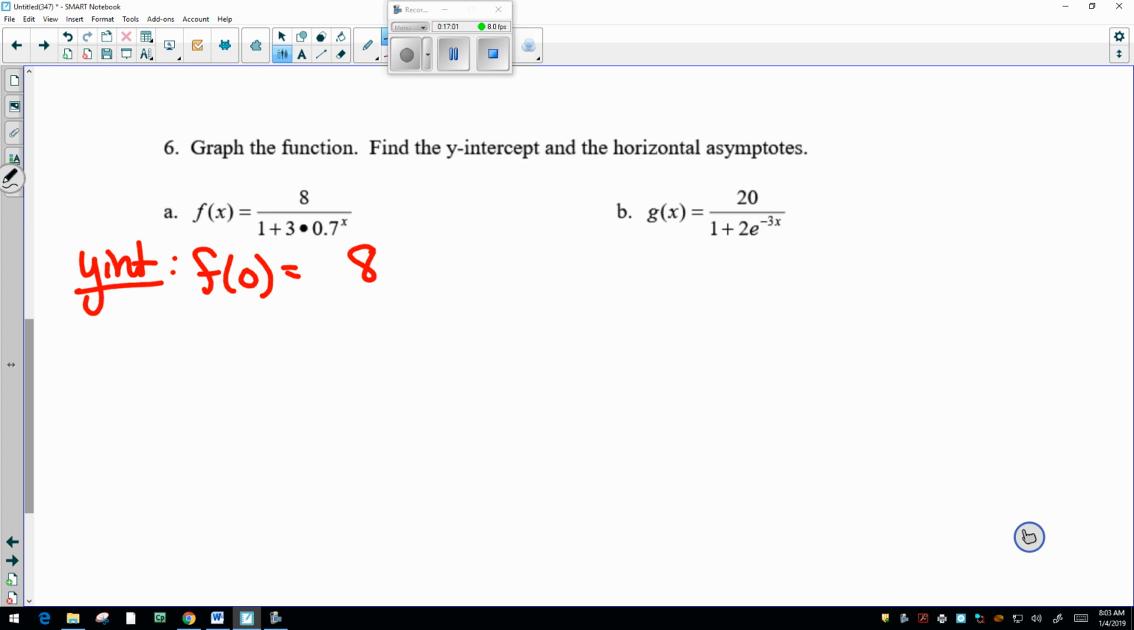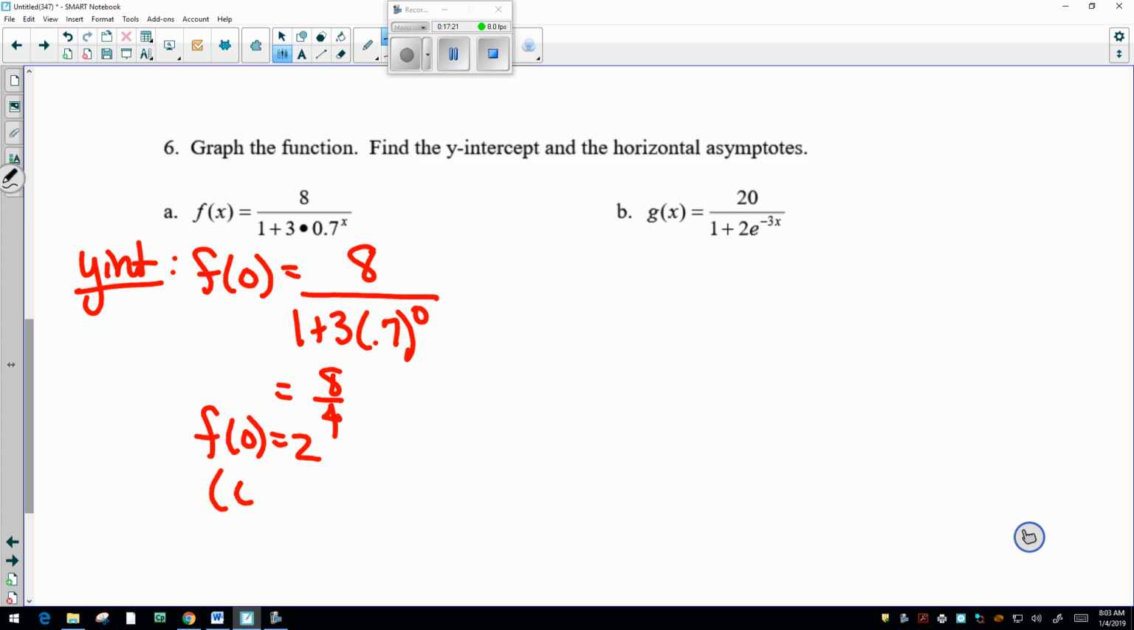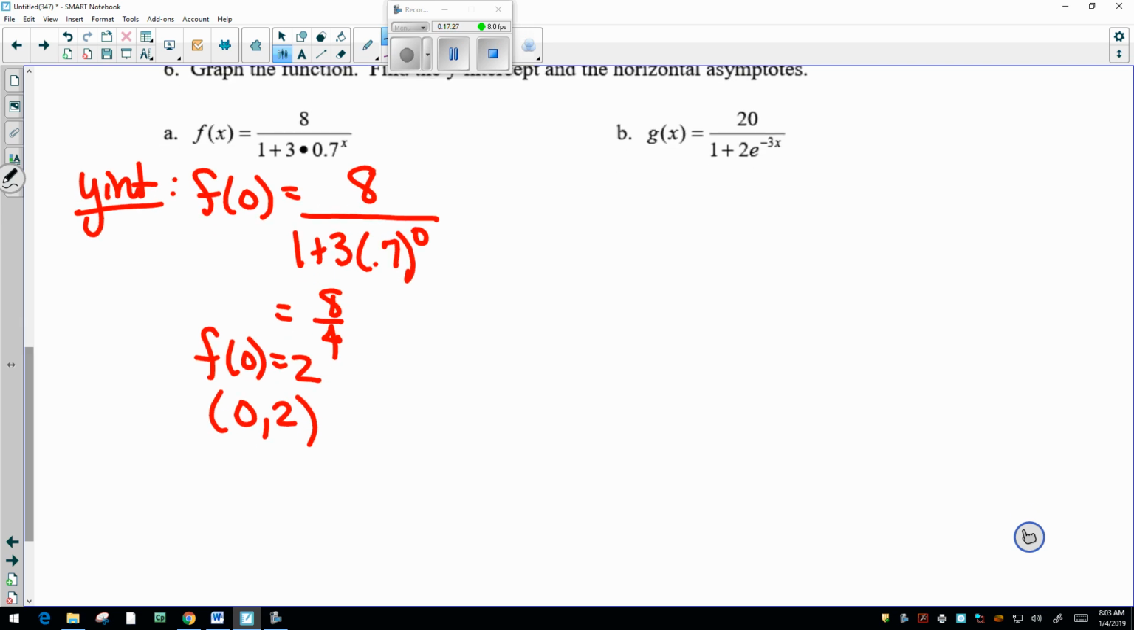So if we look at this function, this may look crazy. It's going to be much easier to solve when you just kind of think about it. Anything to the 0 power is 1. 3 times 1 is 3 plus 1 is 4. So that gets me something that looks like 8 over 4, and we know 8 over 4 is 2. So I can say your y-intercept is 2, located at that coordinate. As far as your horizontal asymptotes, we said we would have 2 of them. It would always be your limit to growth, and in this case, your limit to growth is 8, and we also have that y equals 0.